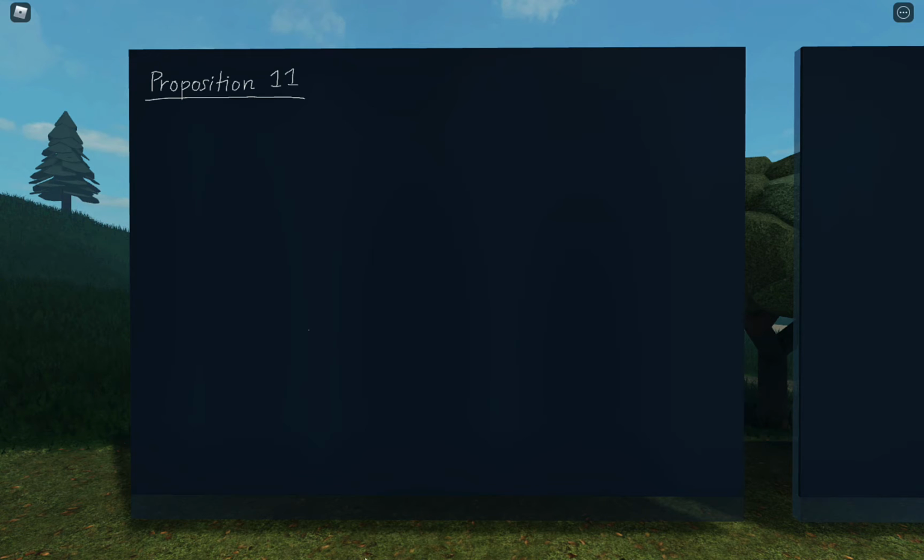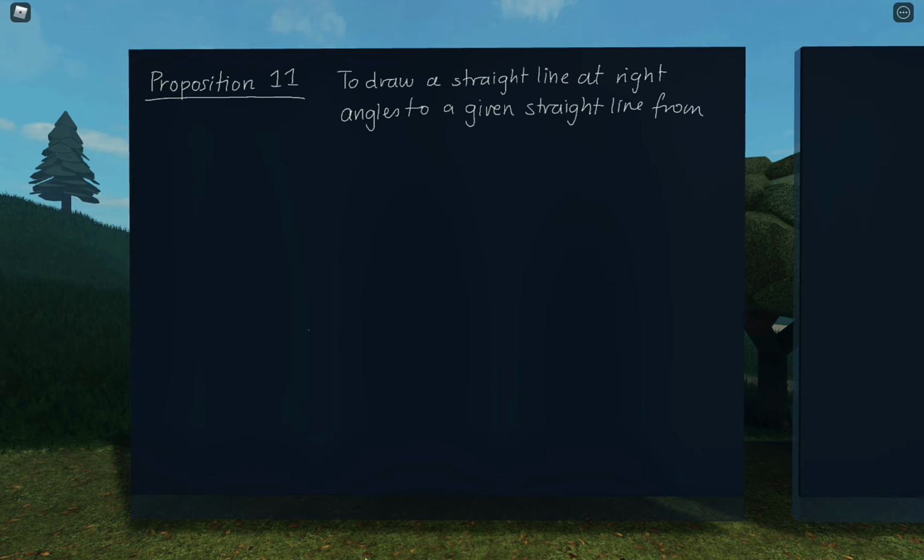Proposition 11 says to draw a straight line at right angles to a given straight line from a given point.